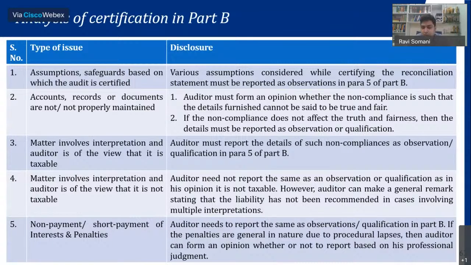As far as the interest and penalties are concerned, if the penalties are specific in nature, certainly you need to ask the assessee to make the payment.